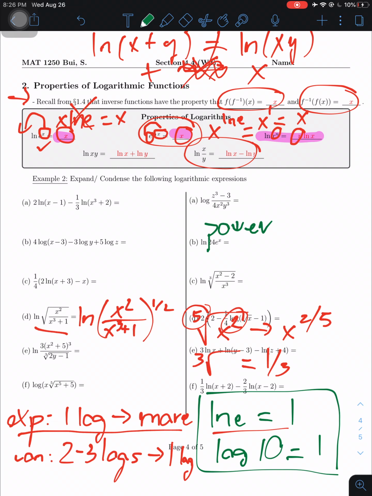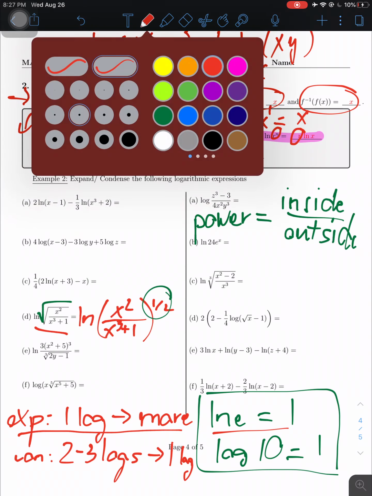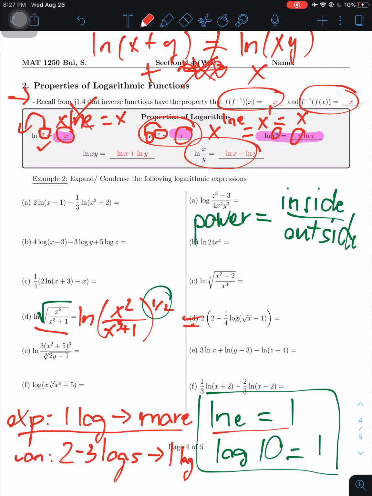So now that we have it, what is the next step? What should we do next, right? Well, we're going to distribute the power into each of the parts inside the fraction. With that, we're going to have this equals ln of x squared, okay, this is not a good one. Let's try again. x squared to the power of 1/2 on the top, and then over x cubed plus 1 also to the power of 1/2 on the bottom, okay?